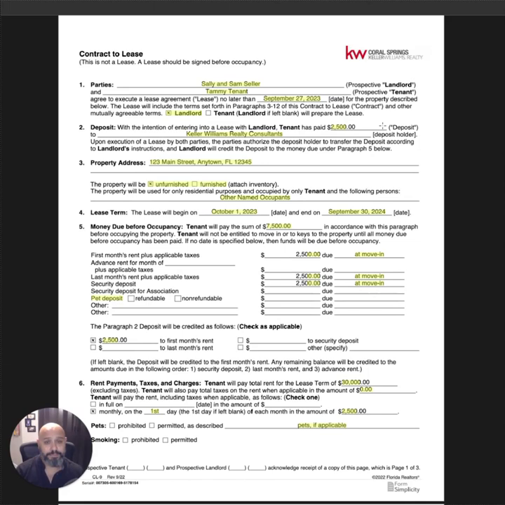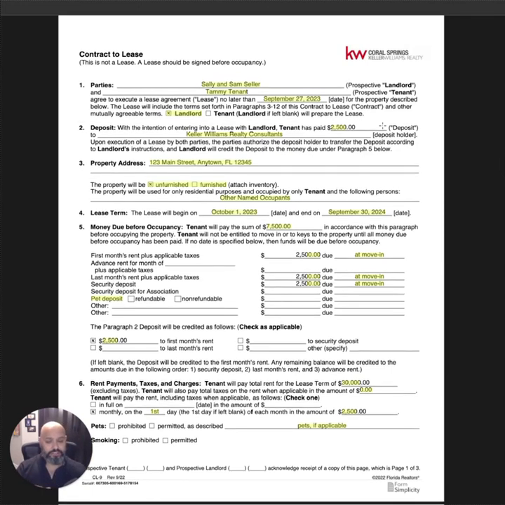In this example, I said Keller Williams Realty Consultants, or whoever is going to be holding your deposit. This is not escrow. This is a deposit. They're very similar, and they're two completely different things. But this is who's going to be holding that deposit. In this case, Keller Williams Realty Consultants is going to be holding $2,500 toward that in good faith that the tenant will perform during this and all the terms of the contract.